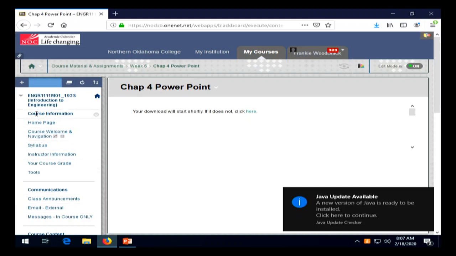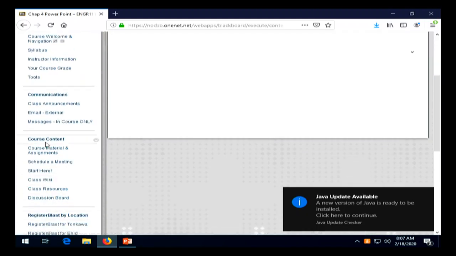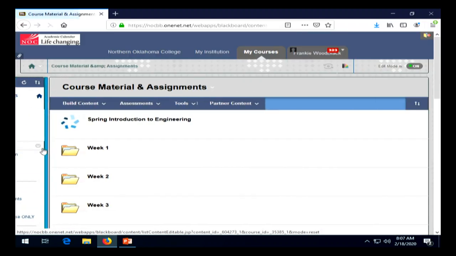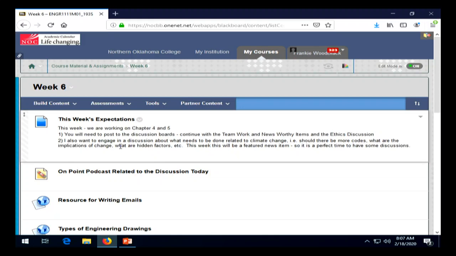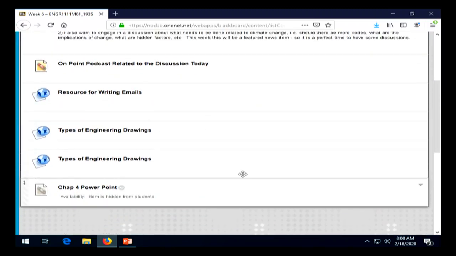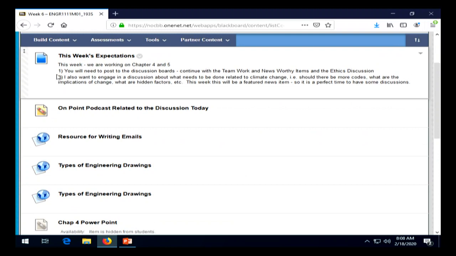So over in our Intro to Engineering, under course materials and assignments, we have opened up Week 6. We're going to be working in chapters 4 and 5. Michael, are you around? Looks like Enid's pretty empty at the moment. That'll be interesting. So we've got this week's expectations. We're working chapters 4 and 5.